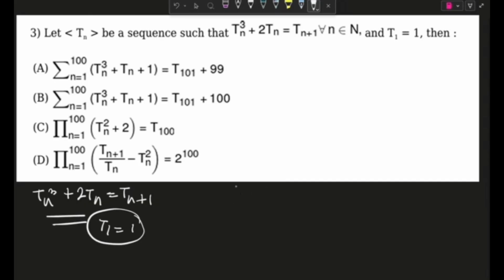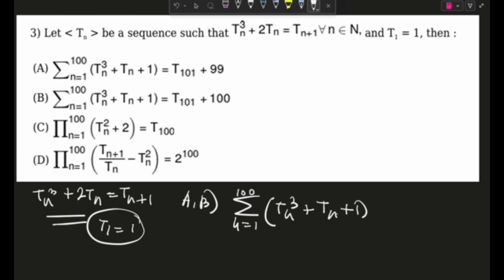So for solving, I guess one among A and B has to be correct, otherwise two options won't be given. So let's take option A comma B like this, and let's take the expression. It is sigma n equals 1 to 100 of Tn cube plus Tn plus 1. And we have to find that it will come out to be T101 plus something.